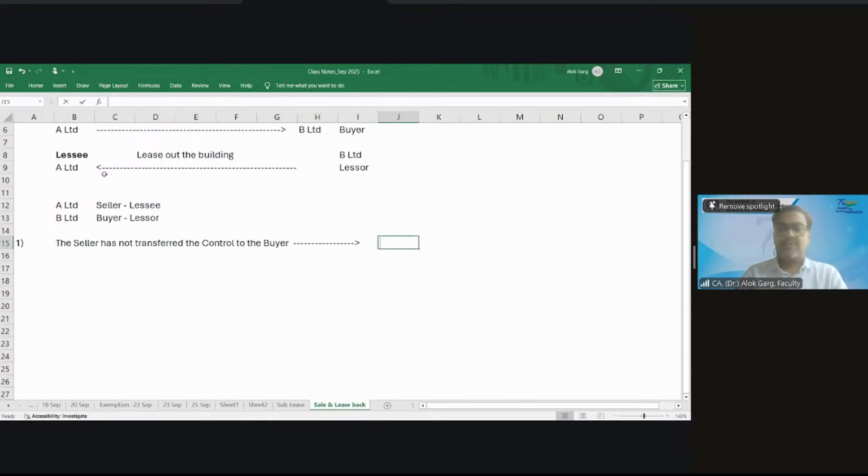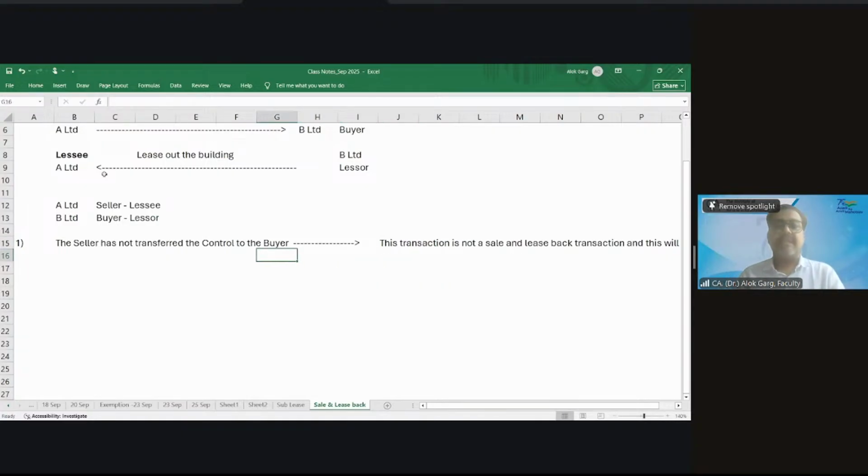Right. So this transaction is not a sale and leaseback transaction. This will be a funding transaction, a financing transaction. This will be a loan transaction under Ind AS 109.